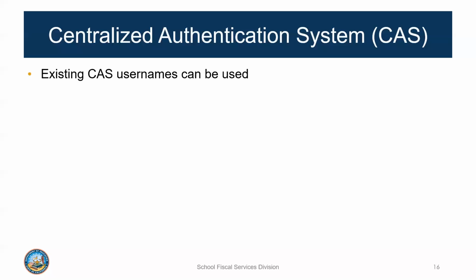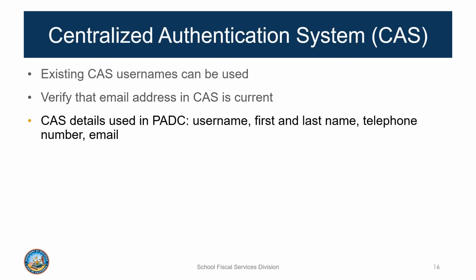So we already mentioned that existing CAS usernames can be used. But if someone is in the CAS system and they had a job change, we want to make sure that you verify that your CAS account is associated with your new LEA and that your email address in CAS is current, because that is what our system will use for notification. The CAS details that we will use in PADC in addition to email are everyone's username, first and last name, telephone number, and email.